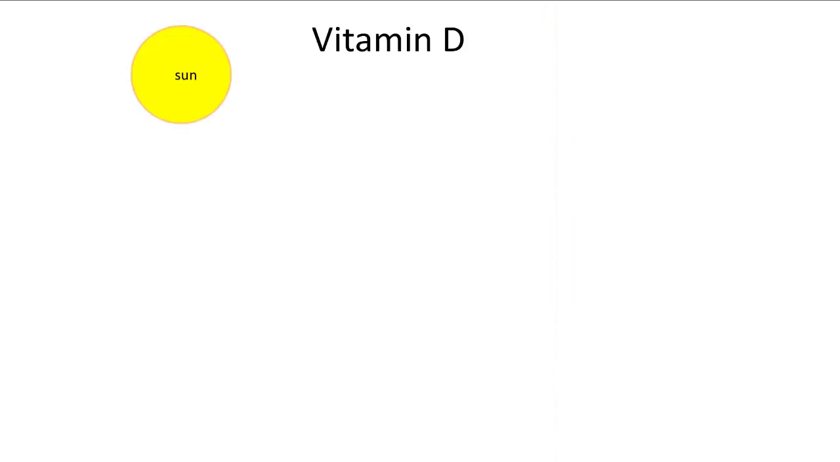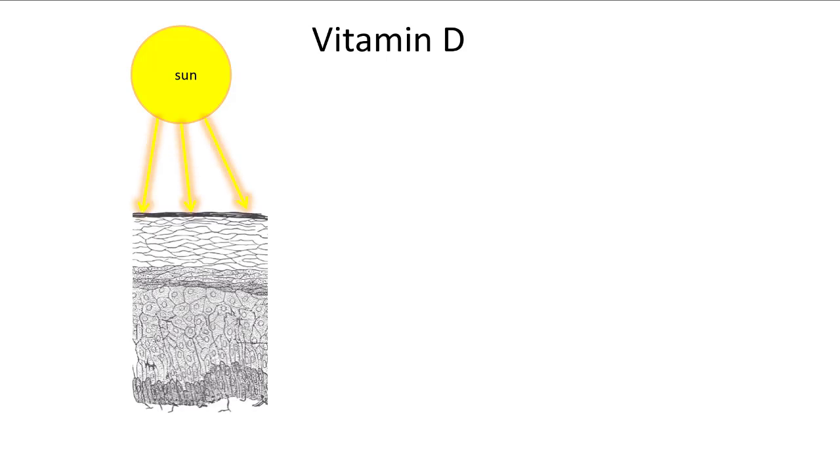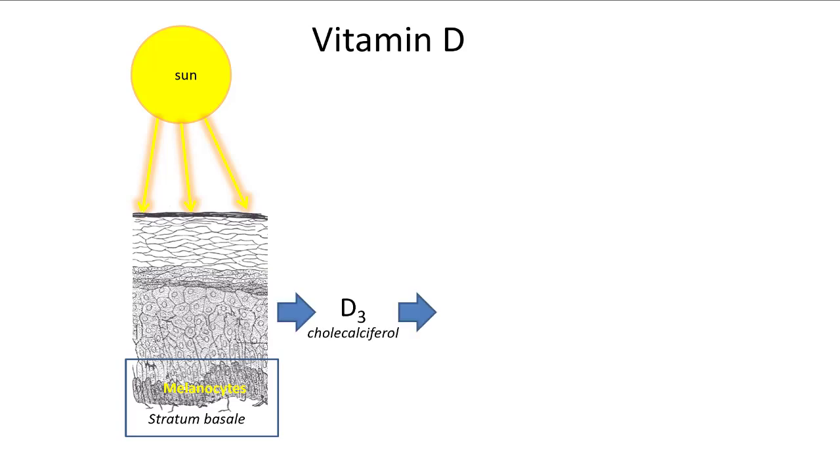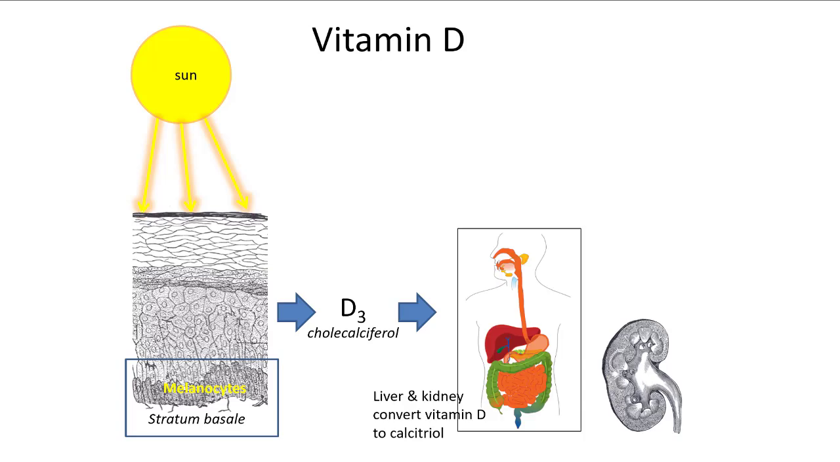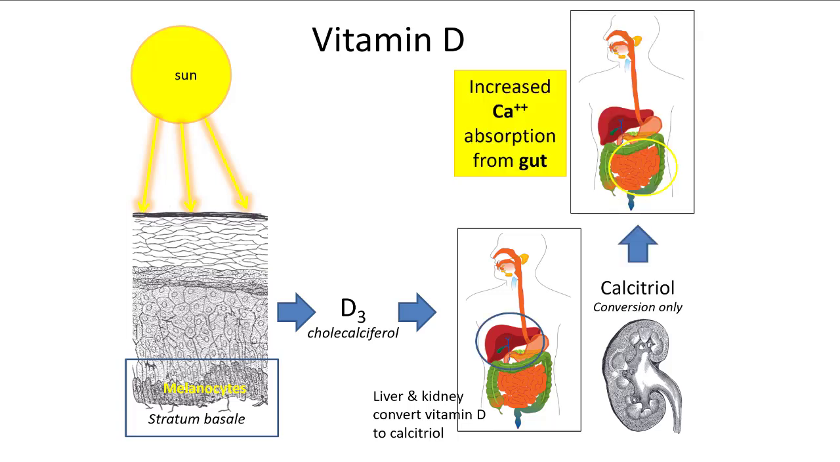So for vitamin D formation, it begins with the sun. We have the rays of our sun shining down onto the surface of our skin, which is our epidermis. Our epidermis, at the base of that, has cells known as melanocytes. They are found within a layer, the bottom layer, remember there's 5 layers of the epidermis, known as the stratum basale. The UV light triggers the conversion of vitamin D3, cholecalciferol, that the liver and kidney will convert into calcitriol. Calcitriol will help to increase the calcium absorption from the gut.